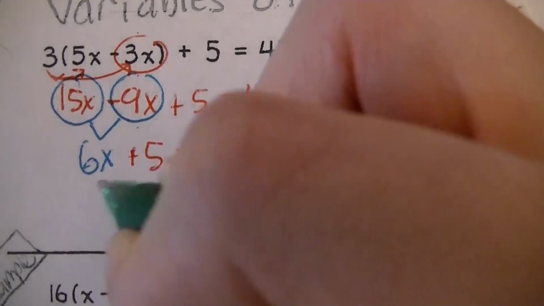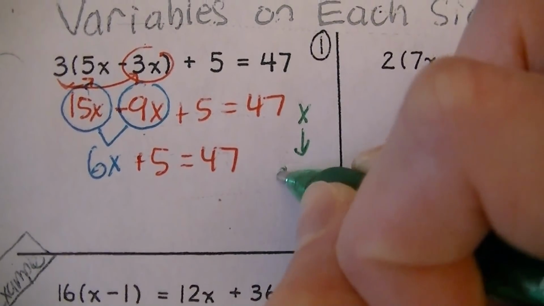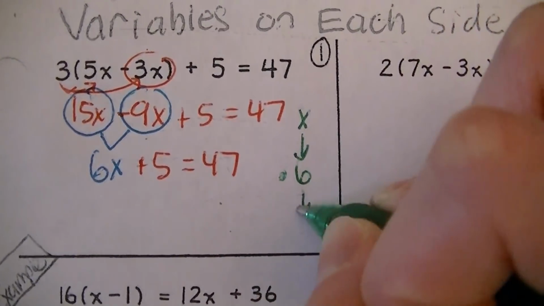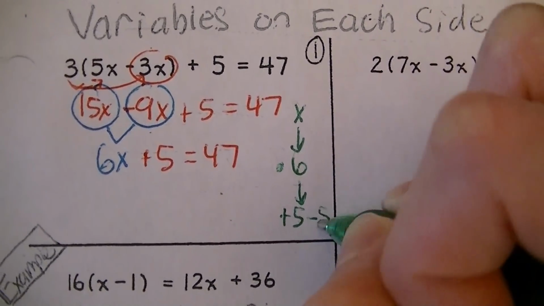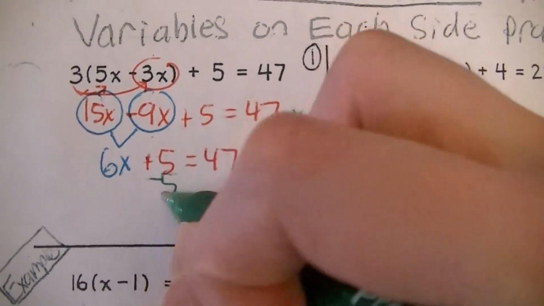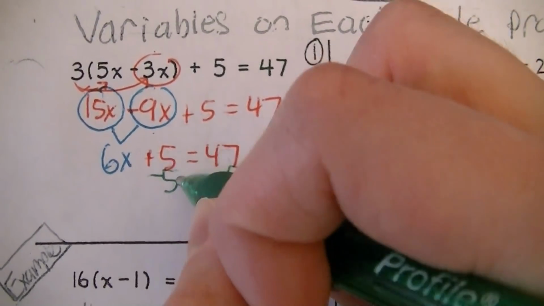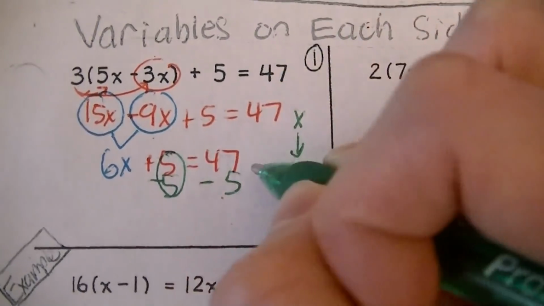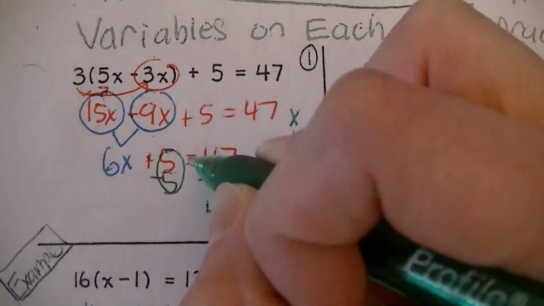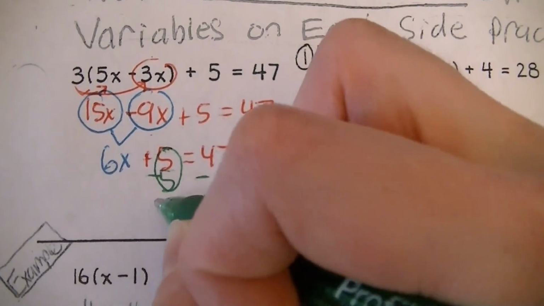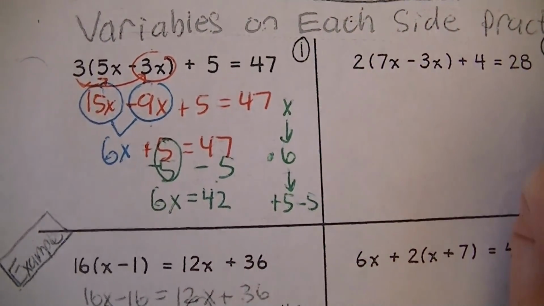So start with x, then we multiplied it by 6, and then we added 5. The inverse operation of adding 5 is to subtract 5. So that's what you're going to do on both sides of that equal sign. 5 subtract 5, that's 0. 47 subtract 5 is 42. Bring down your equal sign and bring down that 6x.